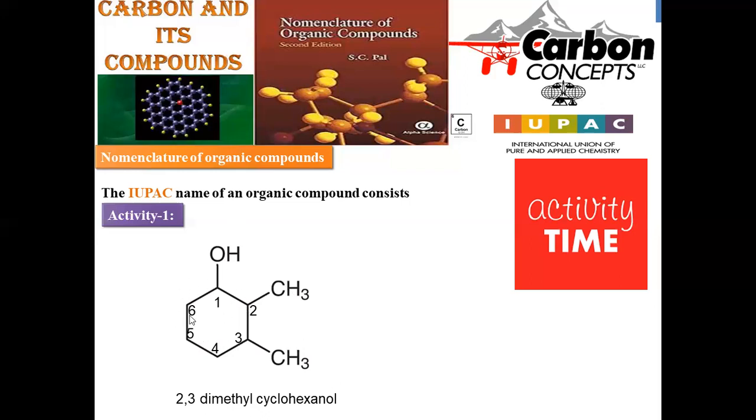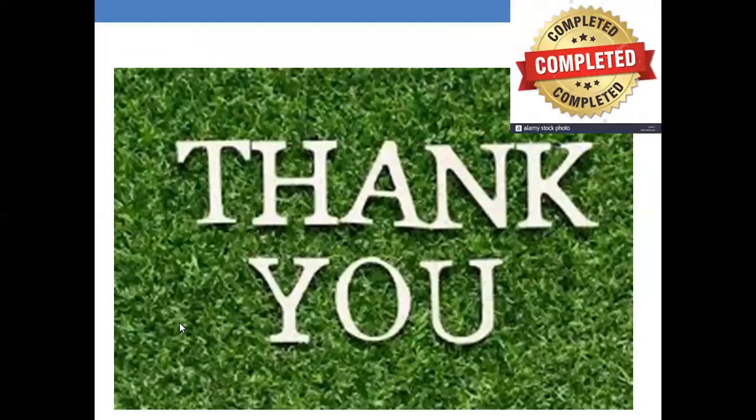And what will be the prefix? Being a cyclic system, we have to give cyclo. And what is the parental chain carbons? 6 carbons, hexa. And OH is the primary priority group. Then IUPAC will give ol, so that it will become hexanol, right? Let us complete the entire name of the compound. 2,3-dimethyl cyclohexanol is the IUPAC name for this compound.